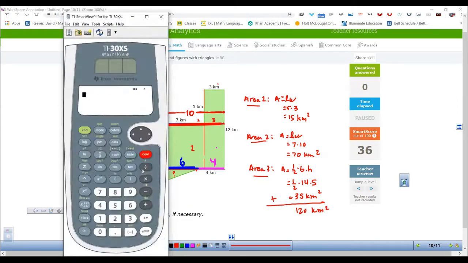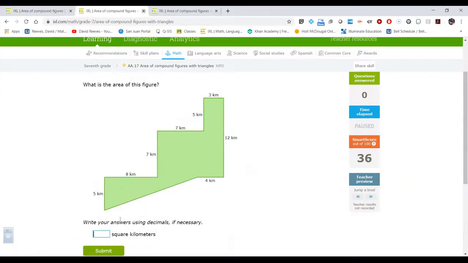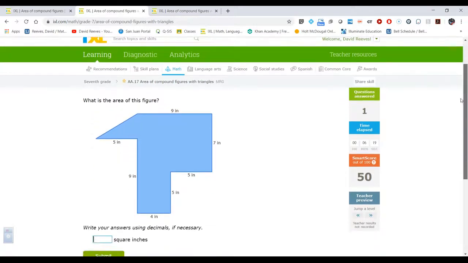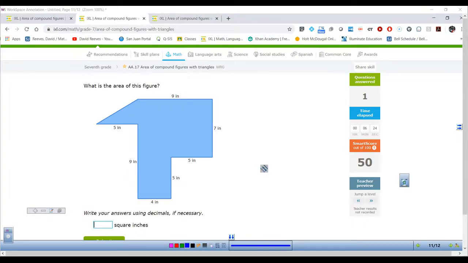Or if you wanted to use your calculator because you're doubting your math, 15 plus 70 plus 35. Was Mr. Reeves correct? 120 is correct. All right. And this is always a little scary on these problems, putting the answer in and checking. All right. Woohoo, we got it. Okay. That one was a little bit tough. So we'll see if this one is as well.